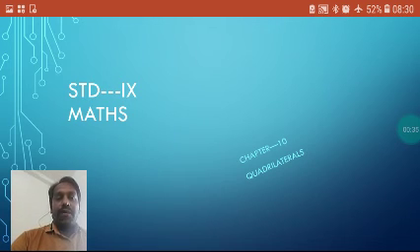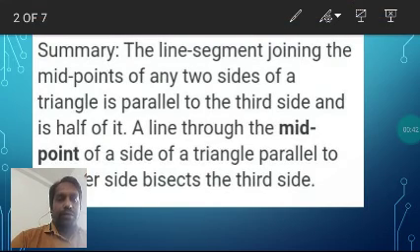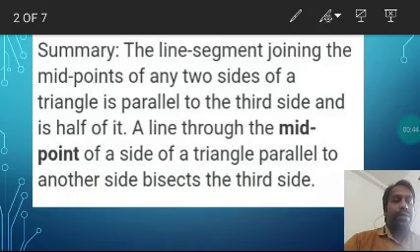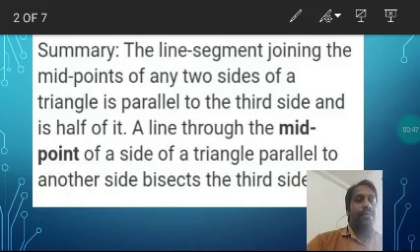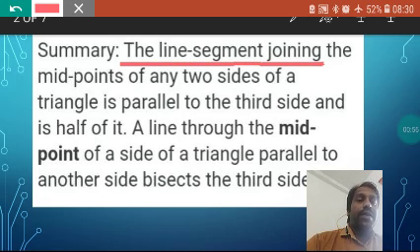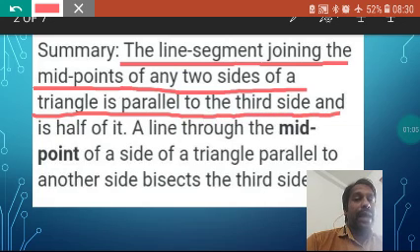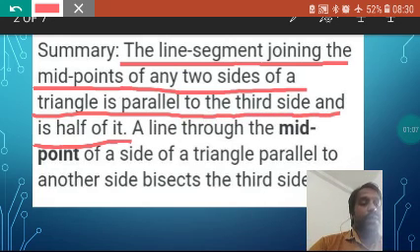Okay. So today we are going to discuss one important theorem of that chapter, and that is called the midpoint theorem. What is the midpoint theorem? The line segment joining the midpoints of any two sides of a triangle is parallel to the third side and is half of it. Okay, so this is the theorem.